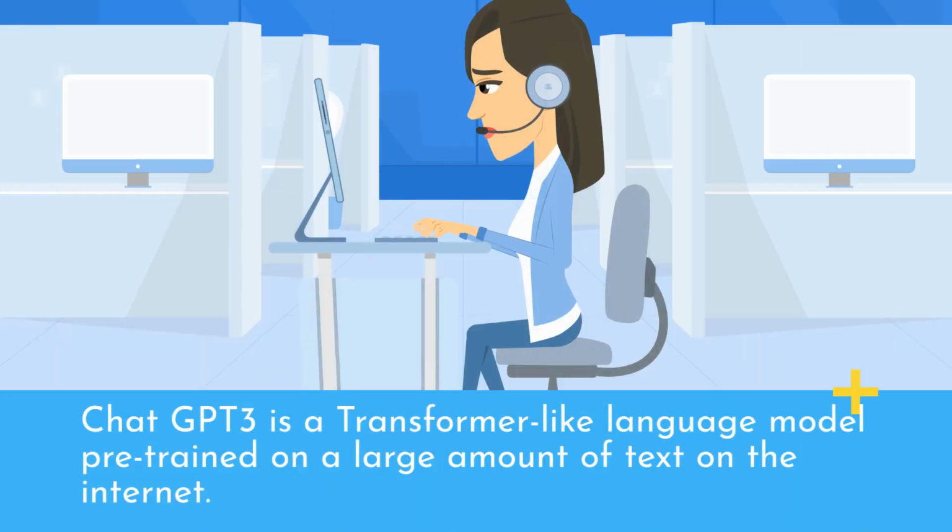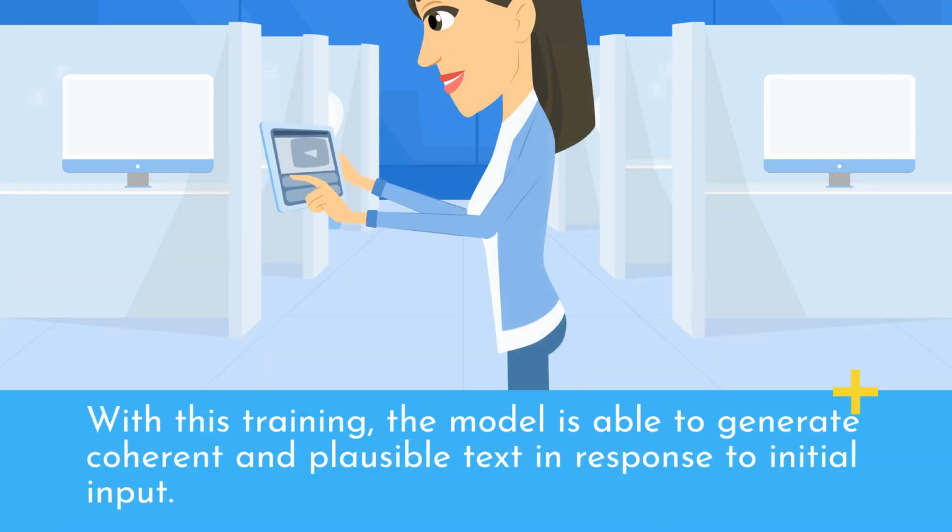ChatGPT3 is a transformer-like language model pre-trained on a large amount of text on the internet. With this training, the model is able to generate coherent and plausible text in response to initial input.